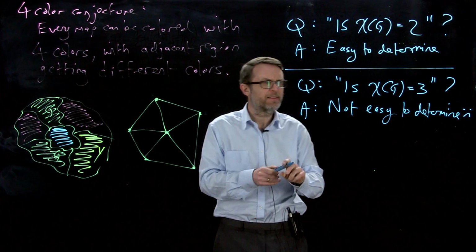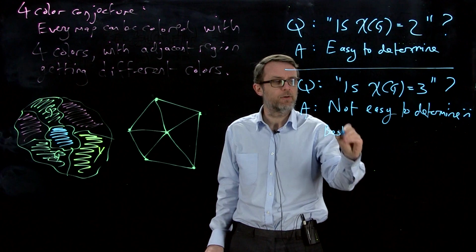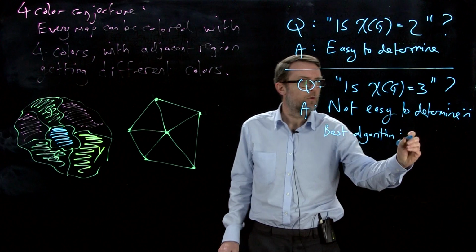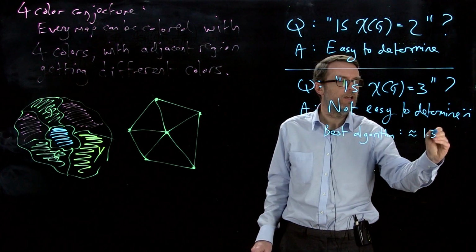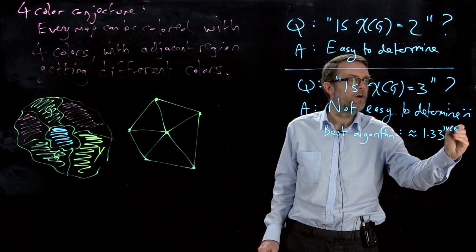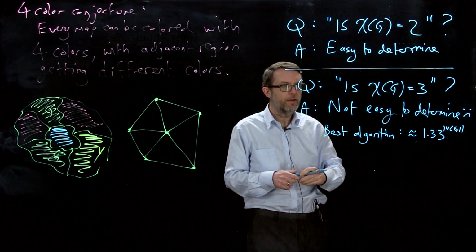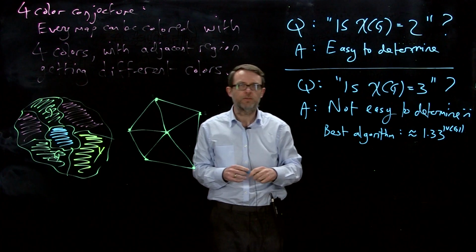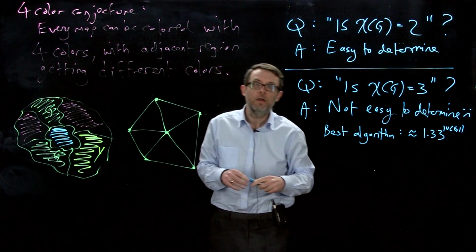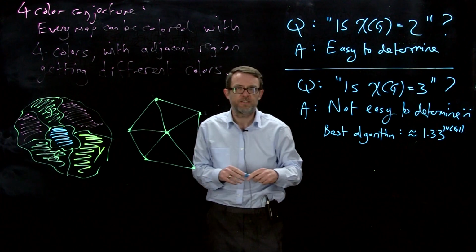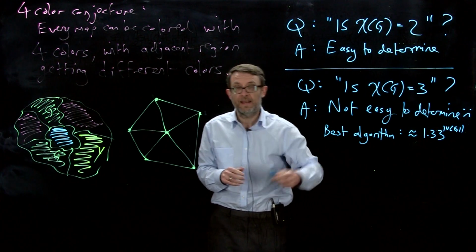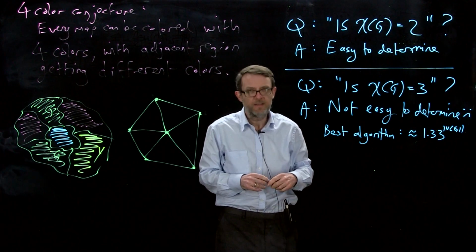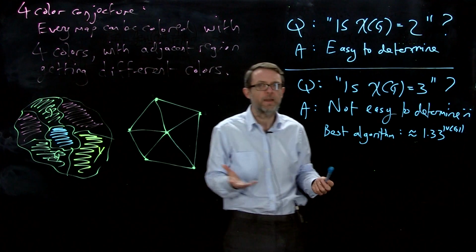So at the moment, the best algorithm runs in time approximately 1.33 to the power number of vertices in the graph. So if the number of vertices in the graph is relatively small, that's quite all right. 1.33 to the power of 100 is not such a big number. But if the number of vertices is large, if it's 10,000, then an algorithm that runs in that many steps is not really a practical algorithm given the expected lifetime of the universe.